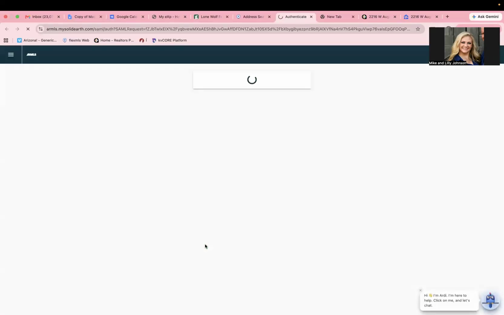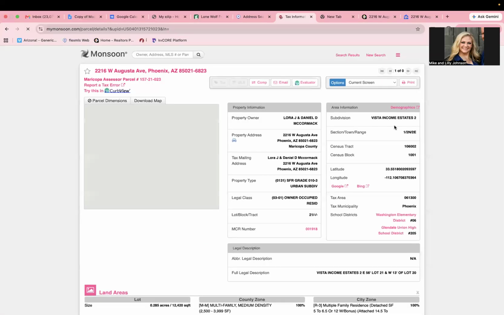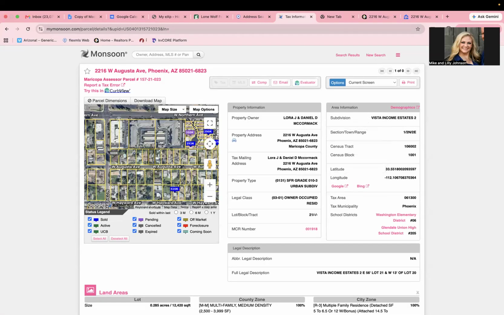It's Laura and Daniel McCormack. You want to make sure that since there's both names on there, whenever you're meeting with them, they're both there, or the decision maker is there and the other one has signed off. So I'm just going to add their names here on my sheet. I'm just going to copy their names.